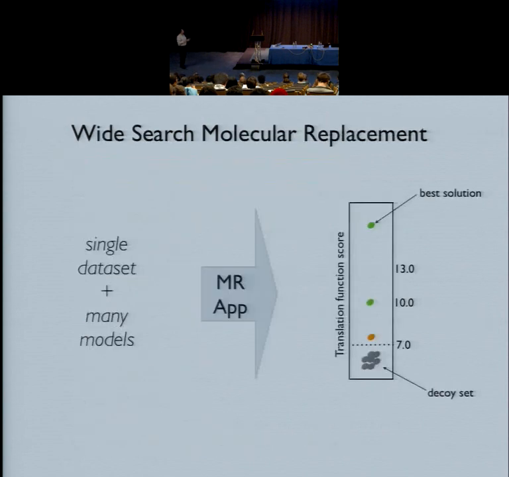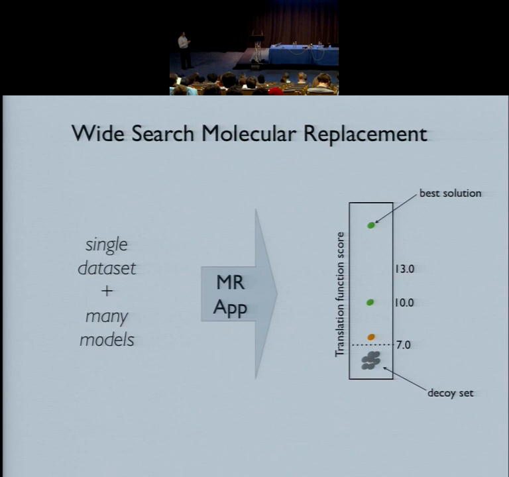So the principle is fairly simple. As I mentioned, you just need a data set. You don't really need to provide a sequence file. The approach of wide search molecular replacement relies on computing the molecular replacement solution with many, many models. And this is not dozens. This is really thousands of models that you're putting in the pipeline.